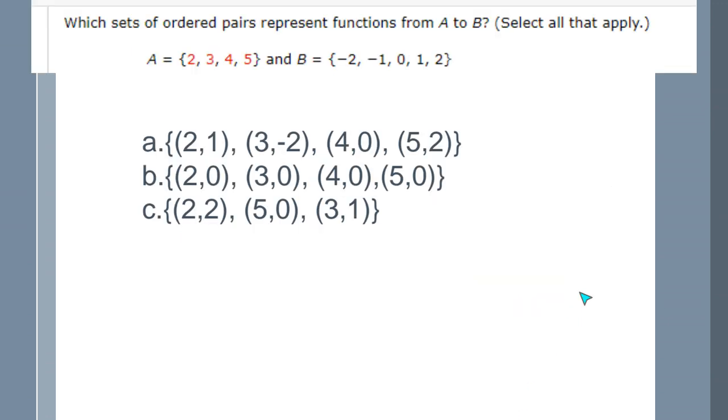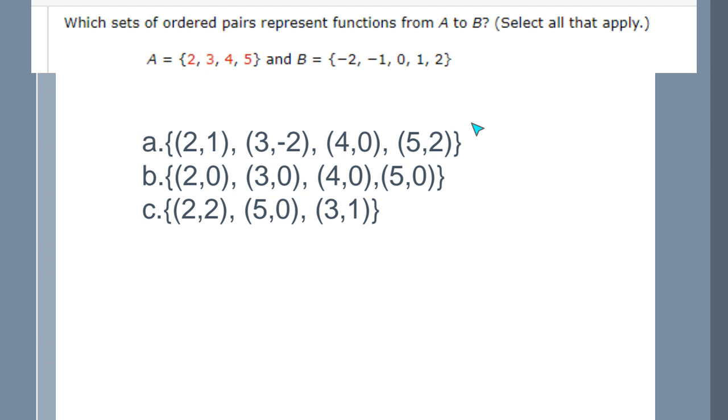Let's look at a different example. This is coming straight out of WebAssign. Which sets of ordered pairs represent functions from A to B? Here we have our A, which is 2, 3, 4, 5, the domain. And then B is our range here. So you want to look at each one and ask yourself, is it a function? Is it not a function?